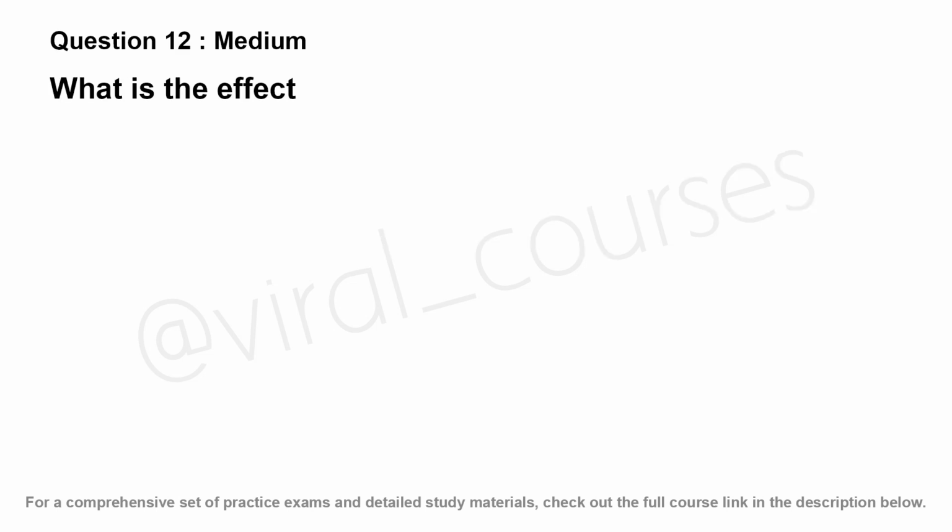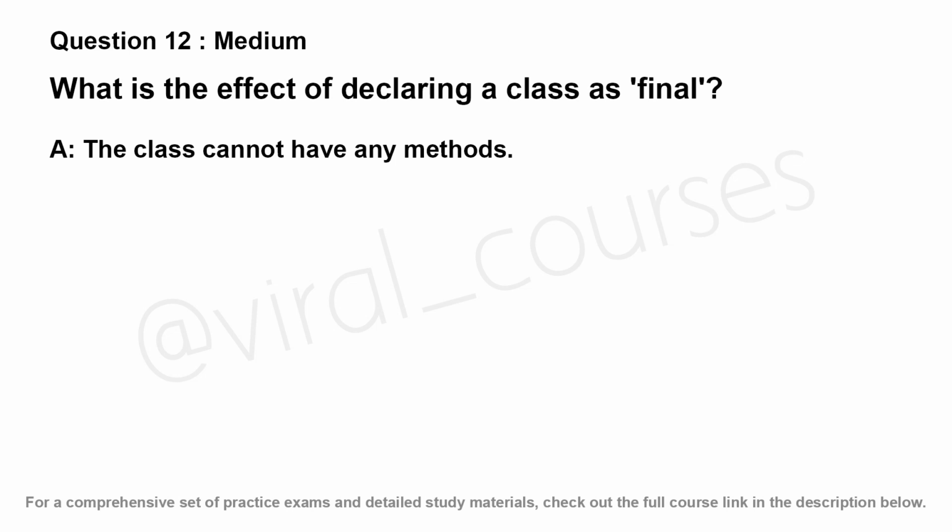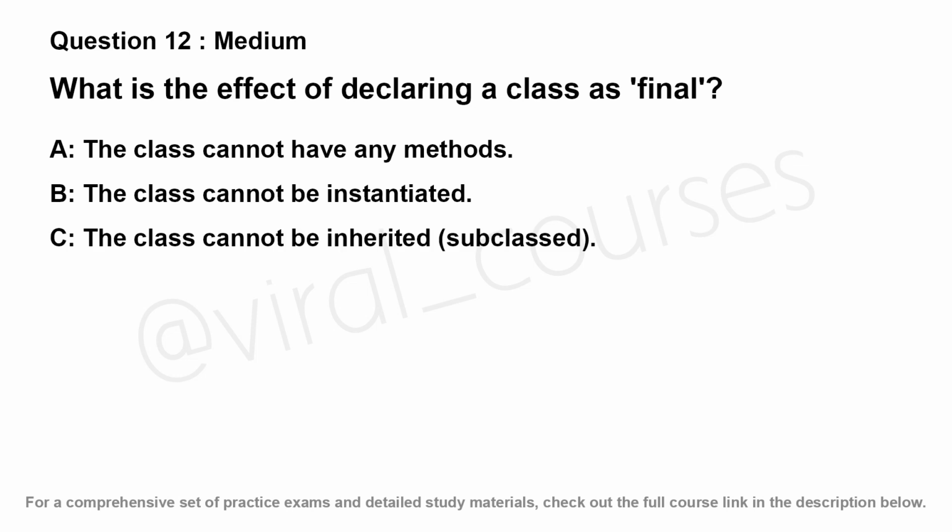What is the effect of declaring a class as final? Option A. The class cannot have any methods. Option B. The class cannot be instantiated. Option C. The class cannot be inherited, subclassed. Option D. The class cannot have static variables.